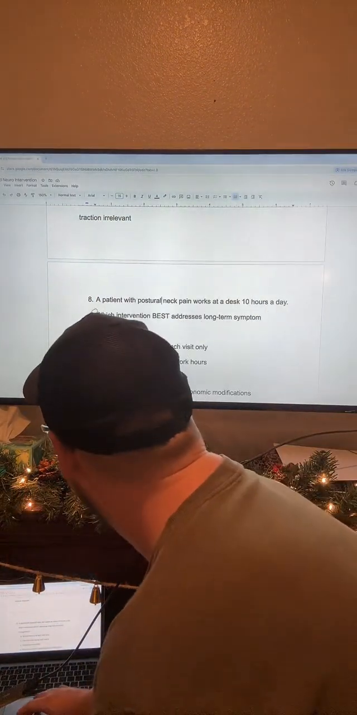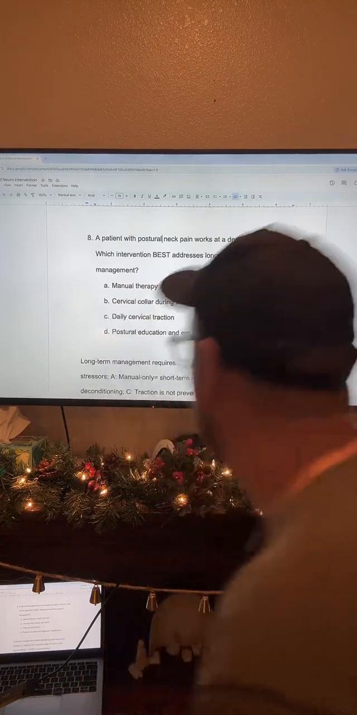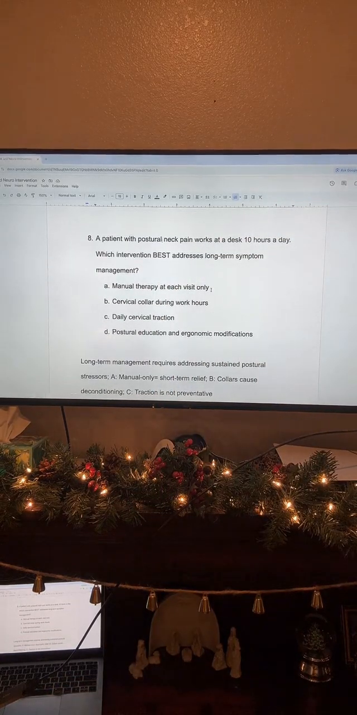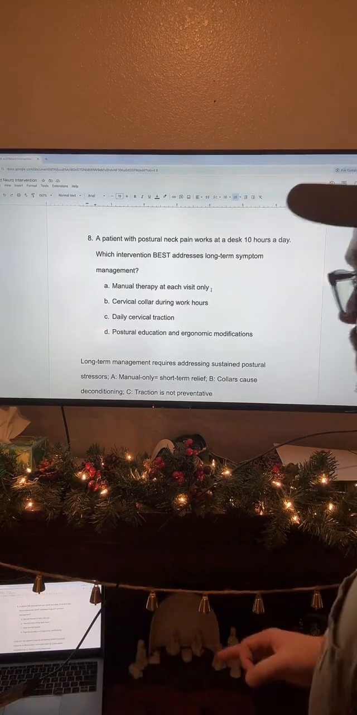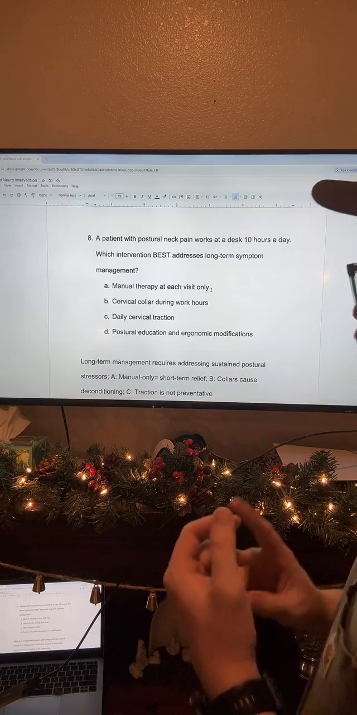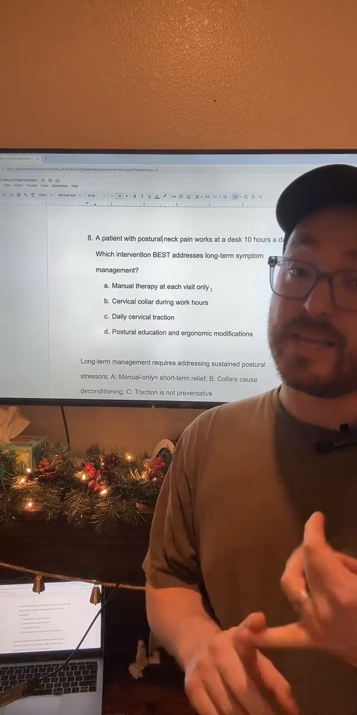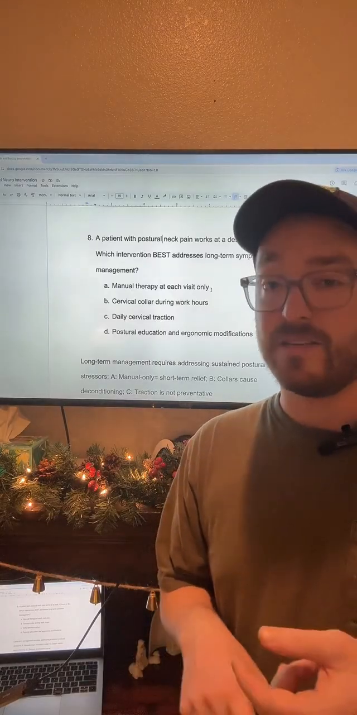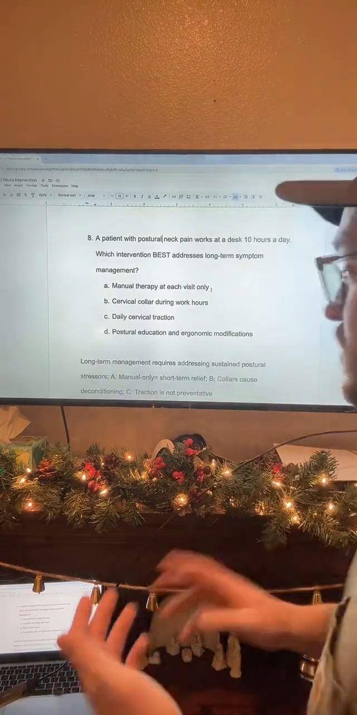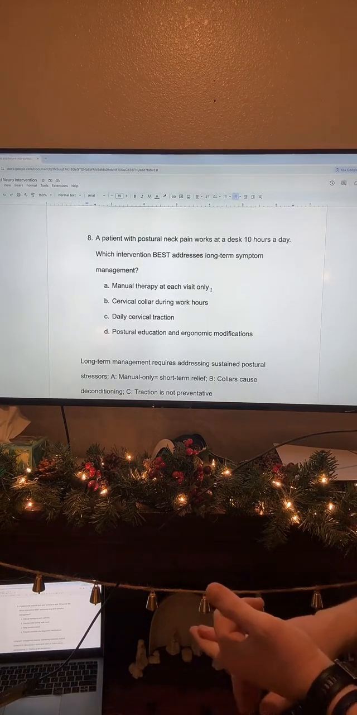So, okay, question number 8. Long-term management requires addressing sustained postural stressors. So, if you do A, manual therapy at each visit only, you're only going to give them short-term relief. They're only going to have relief for the amount of time they're seeing you and maybe the rest of that day, and then the very next day or the very next time they sit at their desk, it's going to come back very quickly. So A is not right. B, collars cause deconditioning.